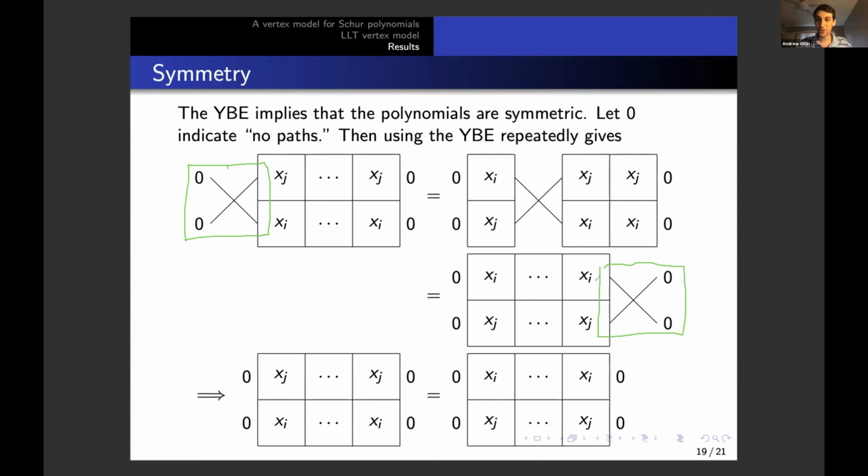There's only one valid configuration for the R matrix where I have zeros on the boundary, namely the whole thing has to be empty. So I have to put zeros over here. With those conditions, the weight of the R matrix is just 1. So this ends up giving this bottom equation where xi and xj are swapped. This tells me that I can swap any two of the variables, which means that the LLT polynomials are symmetric in the x's.